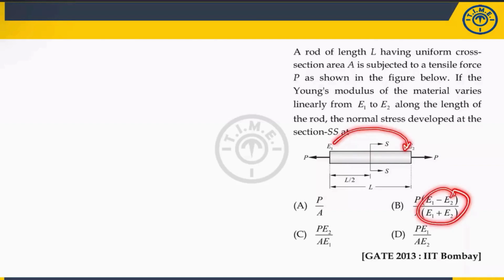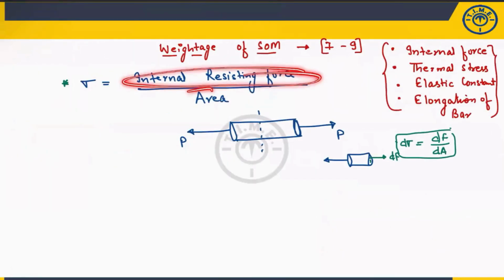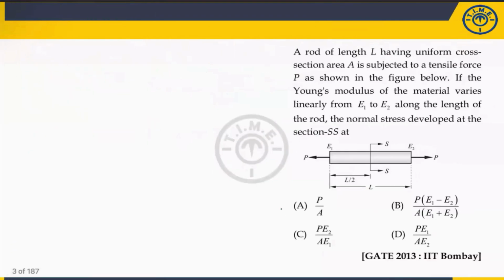Okay, the Young's modulus is varying from E1 to E2. So they have given these kind of options. But you know that the stress is nothing but resisting force per unit area only. It doesn't depend upon the elastic constant. So that means the correct answer for this question is A.